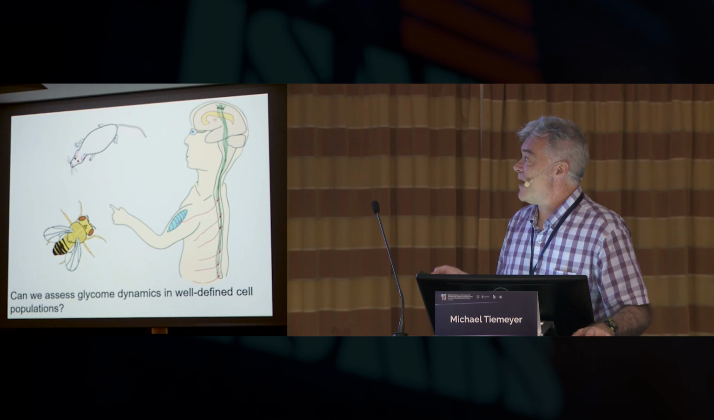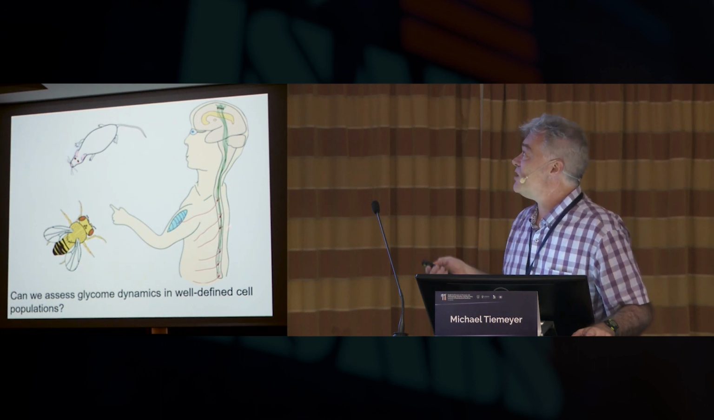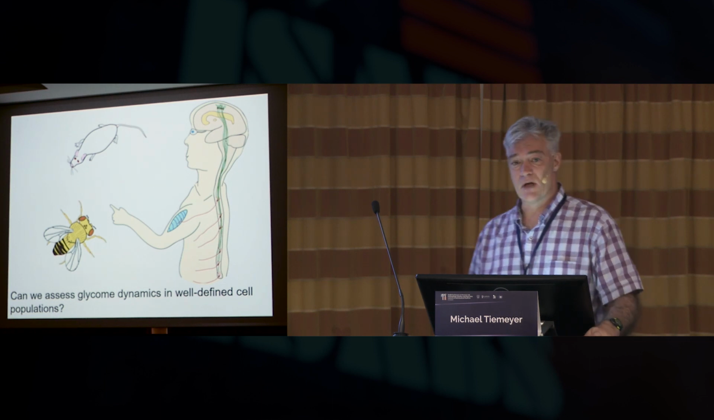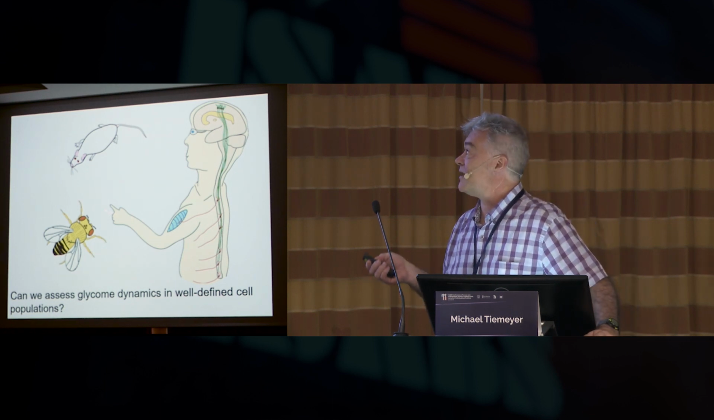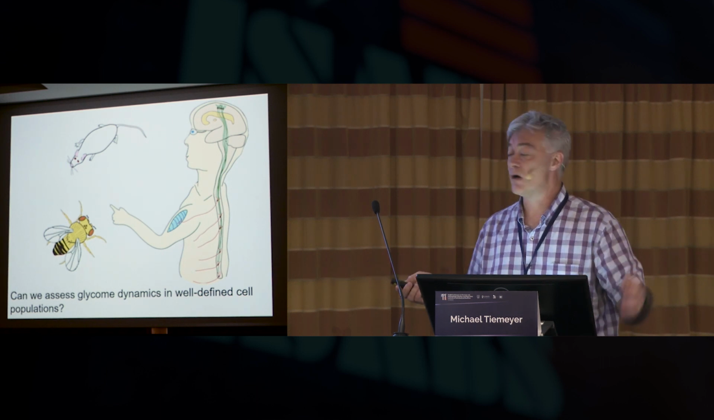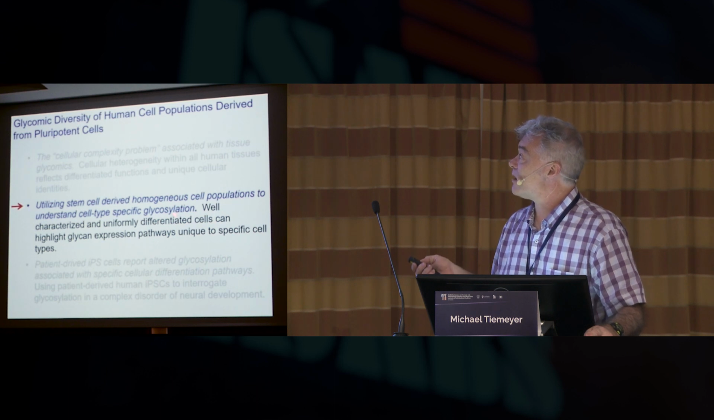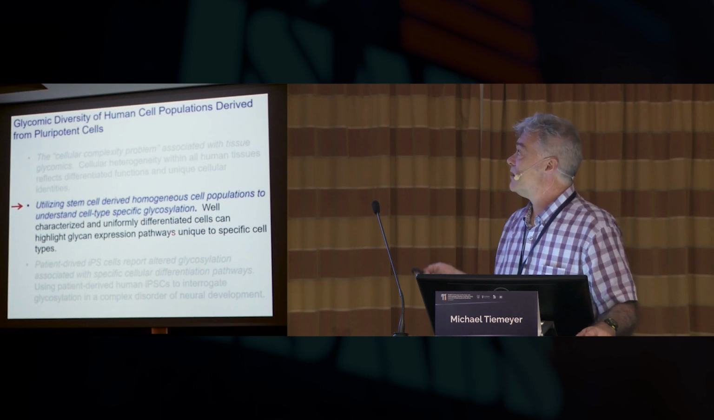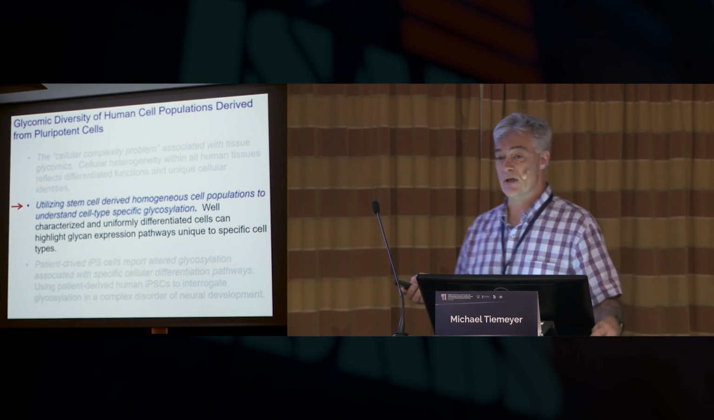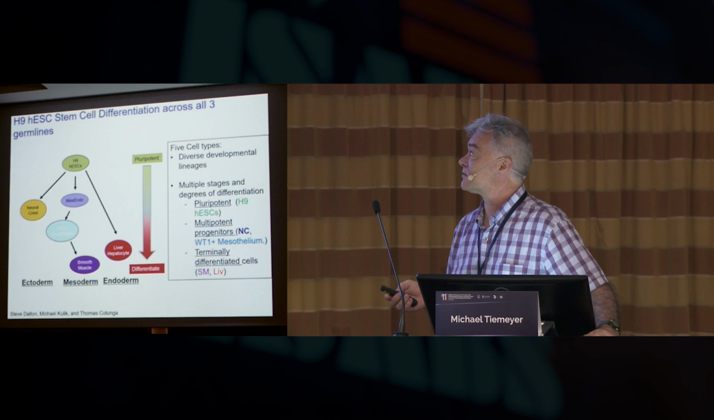We spent a lot of time asking these questions in model systems like Drosophila, but in humans, it'd be nice to be able to focus on human-specific cells and try and address and understand whether there are common regulatory mechanisms across systems. But I'm going to focus just on our human data today and talk about how we've utilized stem cells from relatively homogeneous cell populations to try and understand the basics of cell-specific glycomics.